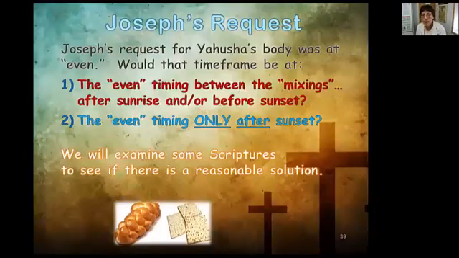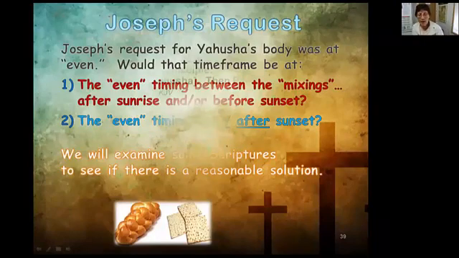We're going to move on now into the tricky part of the study, because you're seeing the bread, all right? This is about Joseph's request. He's requesting Yahusha's body. It says at even, and we're asking the question, what time frame is that? Is it number 1? Is he asking for the even timing that is between the mixings, which is after sunrise and before sunset? Is he asking, or I'm going to say in the afternoon before sunset? Or is Joseph asking with the even timing that is only after sunset? And we're going to examine some scriptures to see if there's a reasonable solution.